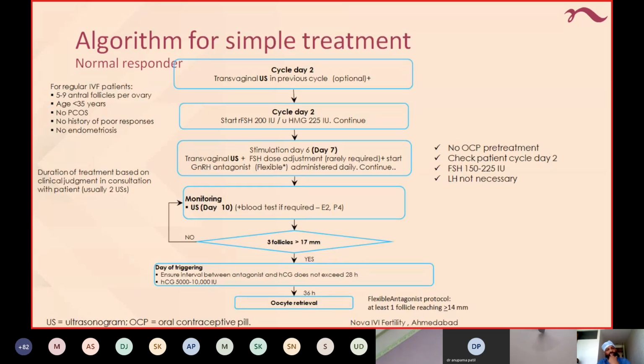So this is a simple algorithm. You can take a screenshot of this. Second day, do a TVS scan and see if everything is fine or not. Start the hormones FSH or HMG based on whatever you prefer. And on the 6th or 7th day, you do the scan to identify whether you should start the antagonist and what FSH dose adjustment you need. And on the 10th day, again you do it, and if required, E2 and progesterone. And then if follicles are around 17 to 18 millimeter and above, think of triggering and then oocyte retrieval. This is the flow.